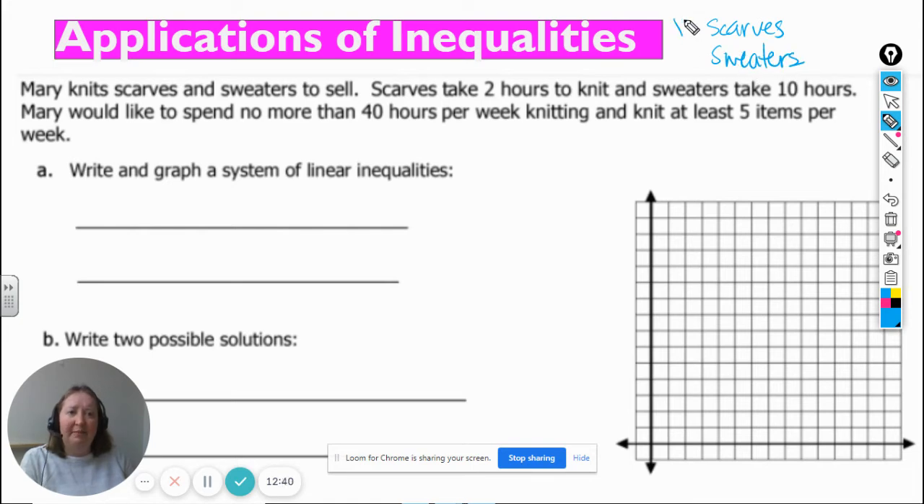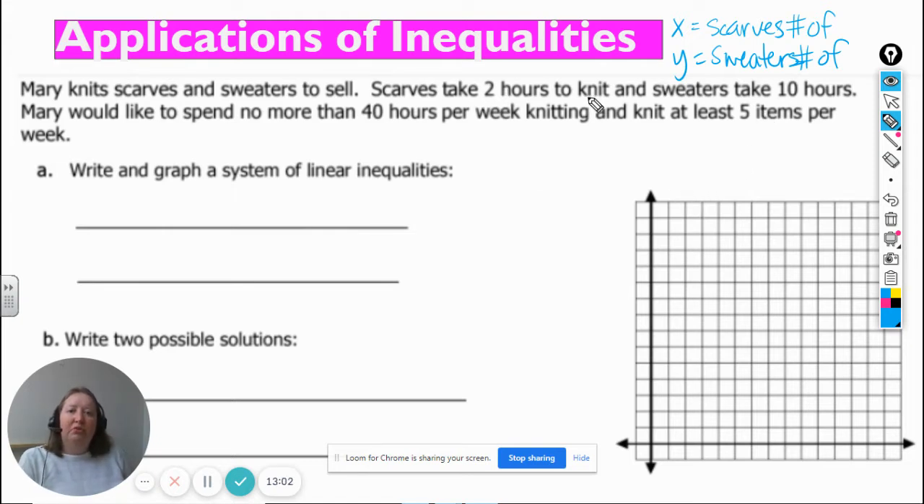And so that's going to be our X and that's going to be our Y. But what about scarves and sweaters? Is it the number of them? Is it how much they cost? It's the number. It's the number of scarves and the number of sweaters that can be done in this amount of time.